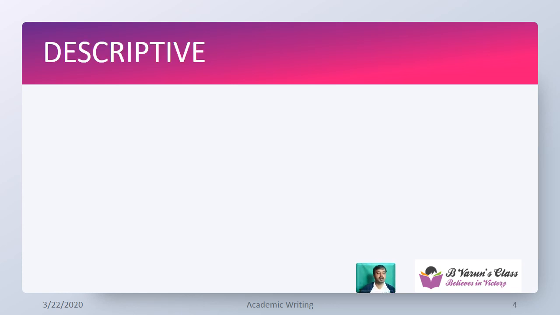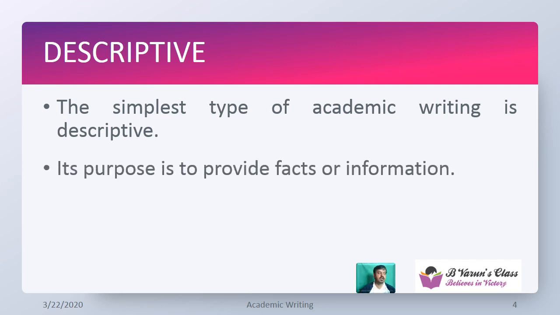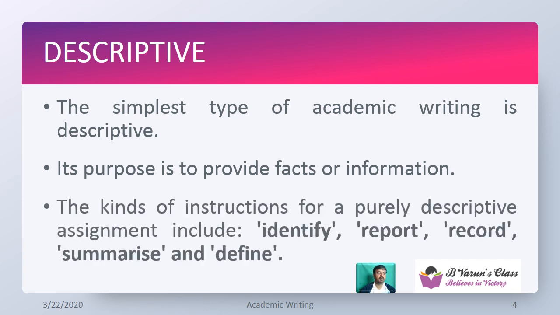Descriptive. Descriptive is the simplest type of academic writing. Its purpose is to provide facts or information. For example, it would be a summary of an article or a report of the results of an experiment. In descriptive writing, we are going to use keywords like identify, report, record, summarize and define.